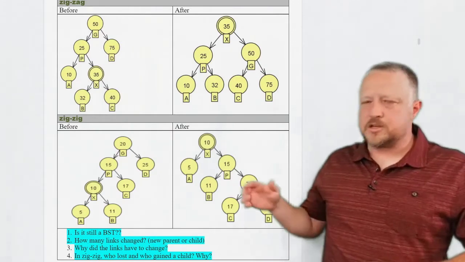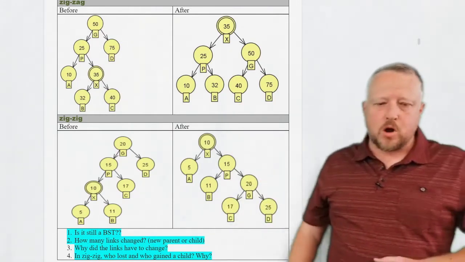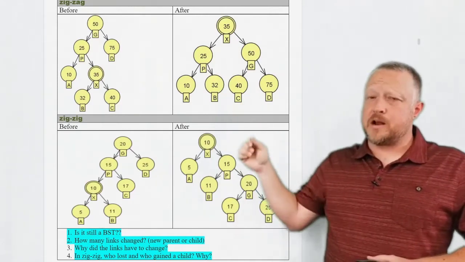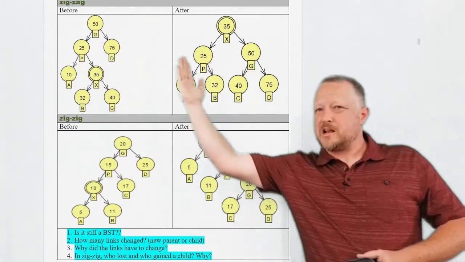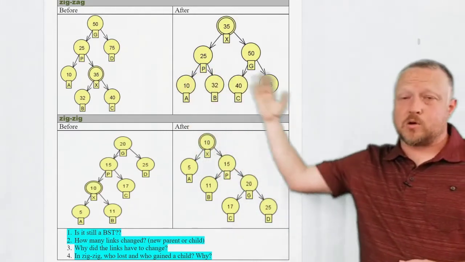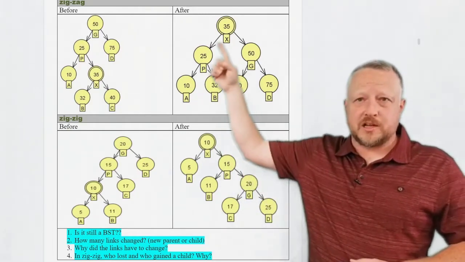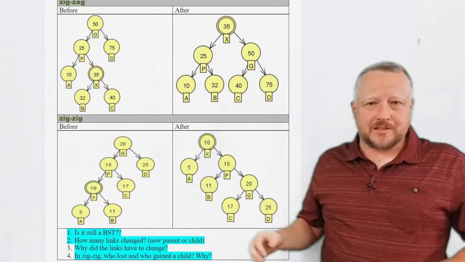All right, so let's do zigzag first, which is the topmost one. Question number 1: is it still a binary search tree? And again, to tell if it's a binary search tree, we just check to see if the order is right, if it kind of waves from lower to higher. And the answer is yes. If we take 32, we know it's less than 35, it's greater than 25, there's 32. That's the test, we're good to go.